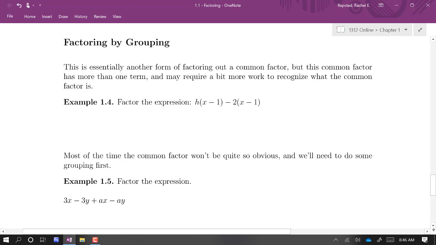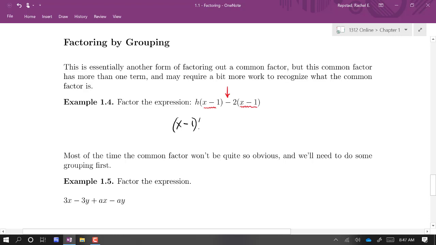Factoring by grouping is basically another twist on taking out a common factor. In example 1.4, a lot of the work and the organizing has been done for us, so you'll just note that I'm subtracting two things here. Each of these two things is written as a product, and I could see there's a common factor of x minus 1, so I'm just going to take it out.